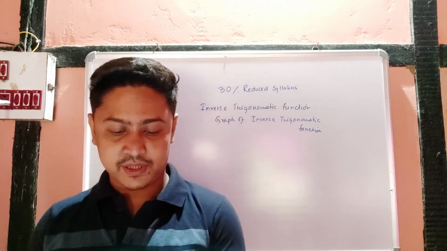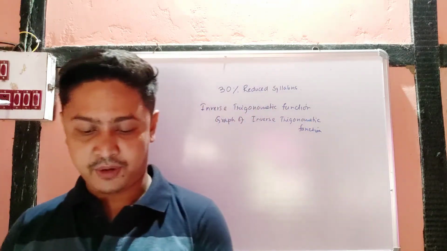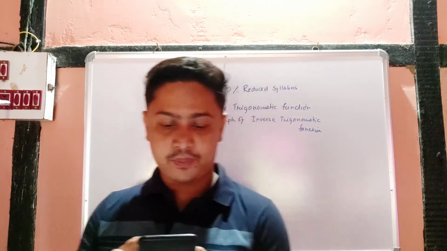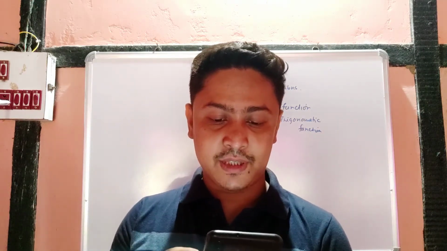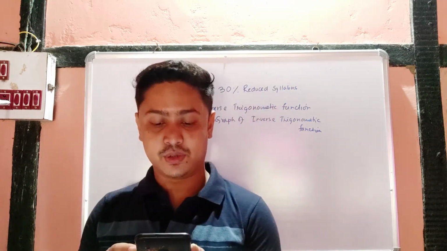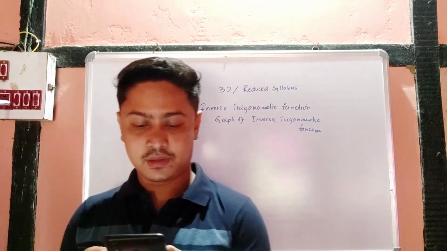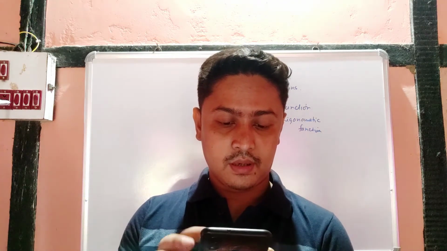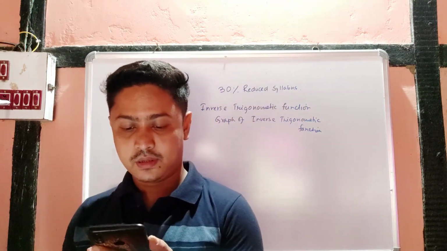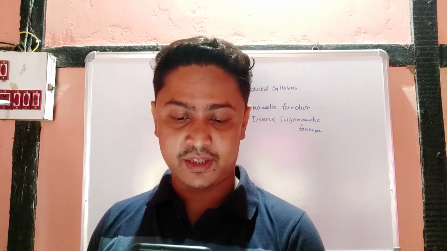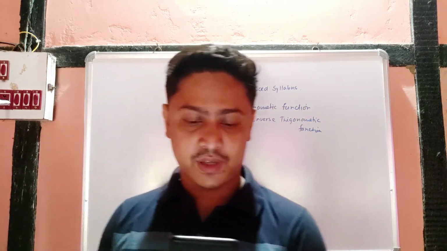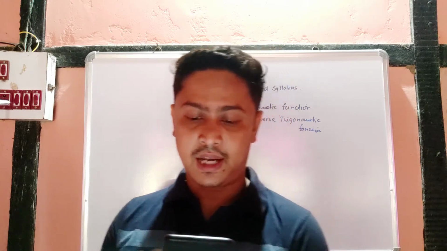From the chapter application of integrals of unit 3, only area bounded by two curves is required. Again from differential equations of unit 3, homogeneous equations and the type dy by dx plus py equals q, this is called linear differential equations, is required. Again from the chapter vectors of unit 4, all portions are required. Again from the chapter three-dimensional geometry of unit 4, the only portions required are distance of a point from a plane and angle between a line and a plane.